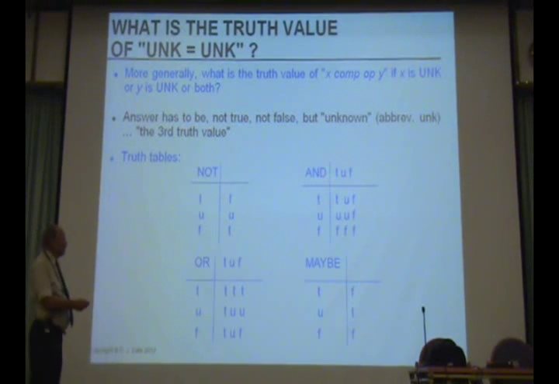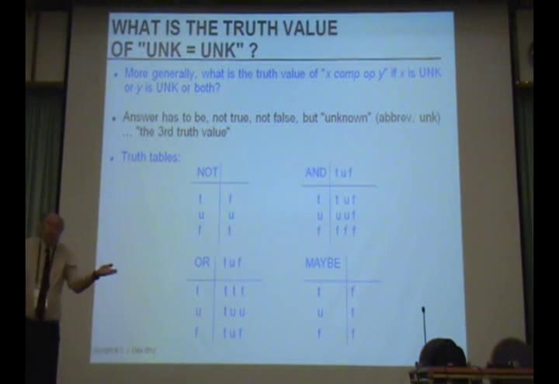For and, true and true gives true, anything with false gives false, the other three are unknown. Unknown and true, unknown. True and unknown, unknown. Unknown and unknown, also unknown. For or, anything with a true is true. False or false is false. The other three are unknown.